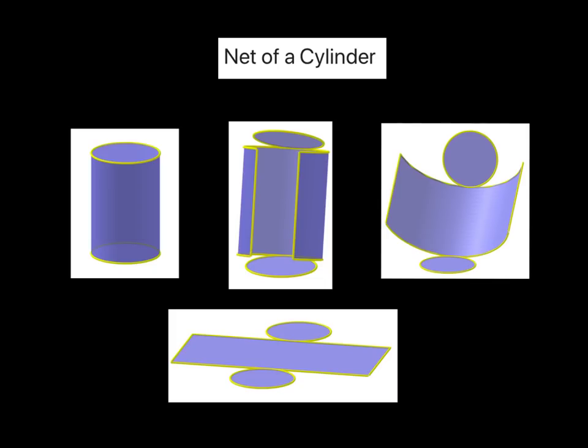Our last solid figure for looking for surface area is going to be the cylinder. So first, we start over here. Here is the cylinder, and what is it? It's a circle on the top, circle on the bottom. But what does it look like when we unfold it, right? What's that net look like?